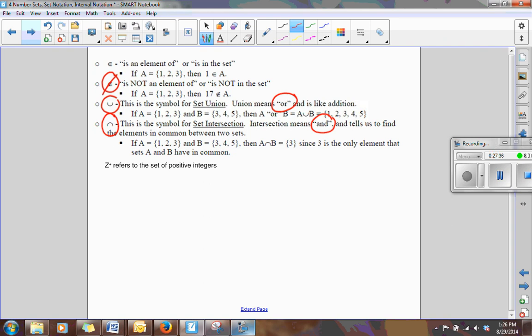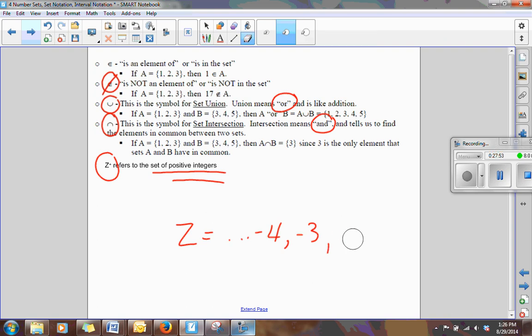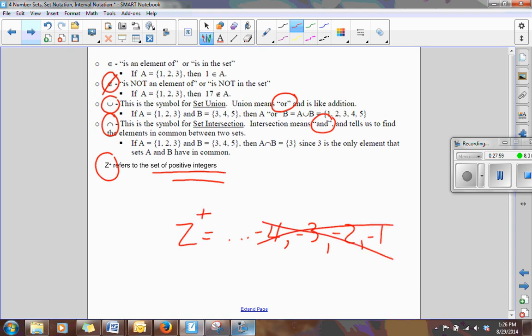And then Z plus refers to the set of all positive integers. So integers, remember, is from like all the negatives onwards. So if we have Z plus, it just means only the positive ones. Okay, so not the negative ones. Okay, so just and not 0 either. 0 is not a positive number, and it's not negative. So just the positive.